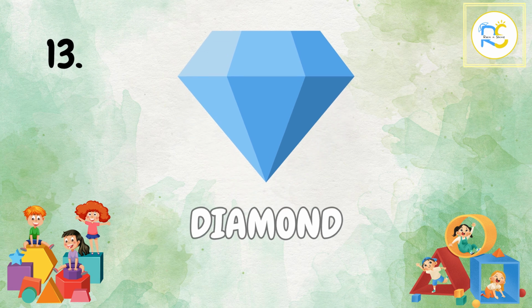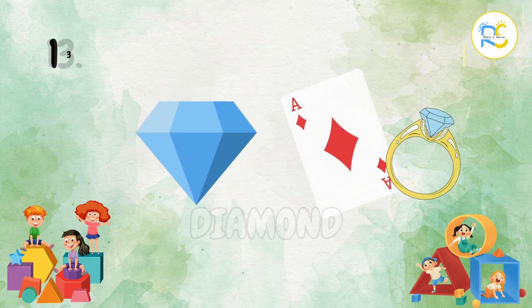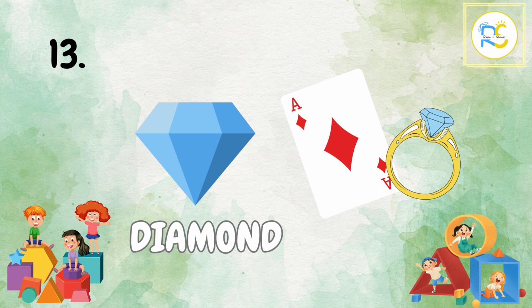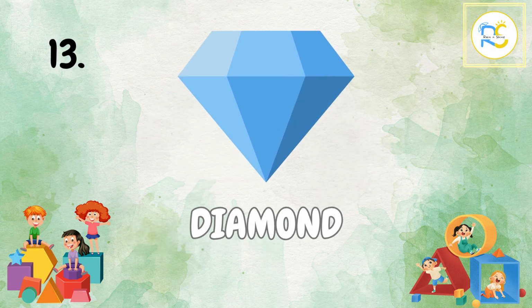Here's a shiny shape you've probably seen before. It's called a diamond. You might see diamonds on cards or even in shiny jewelry. When you think of something sparkling and with pointed sides, think of a diamond. Let's all say diamond. Now, let's spell it, D-I-A-M-O-N-D.